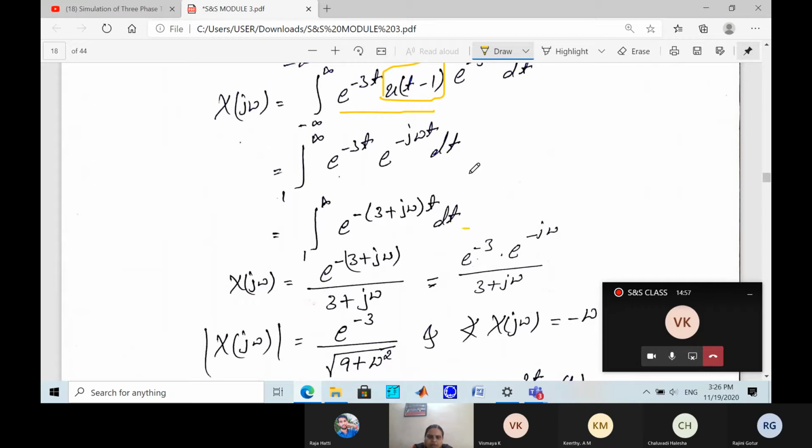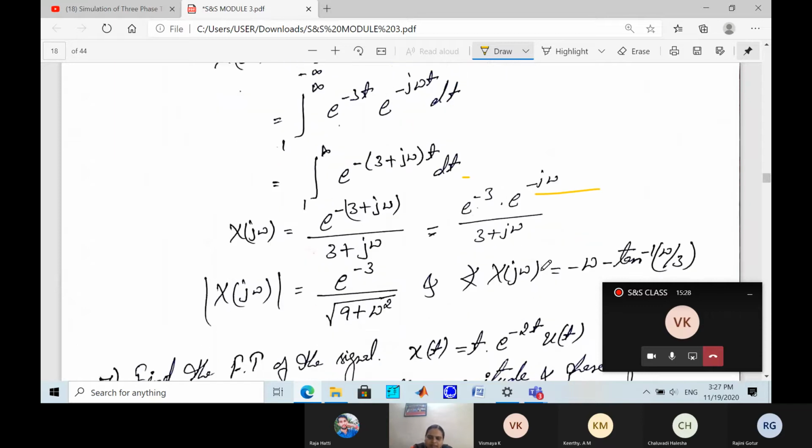When you go for integrating the function, you will be getting X of j omega is equal to, apply the limit. After applying the limit, you will be getting e power minus 3 plus j omega divided by 3 plus j omega. That is nothing but I can write as e raised to minus 3 into e raised to minus j omega, divided by 3 plus j omega as it is.